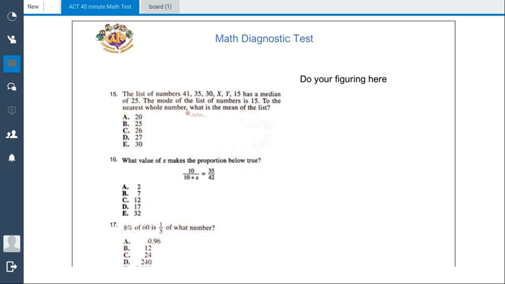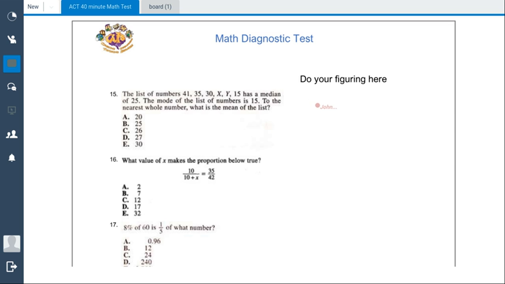To the nearest whole number, what is the mean of the list? Okay, it has a median value of 25 and a mode of 15. So that means that either my X or Y value is 15. So we'll just make the x value 15. And so if my median value is 25, that means that this number plus that number divided by 2 is going to give me that number.